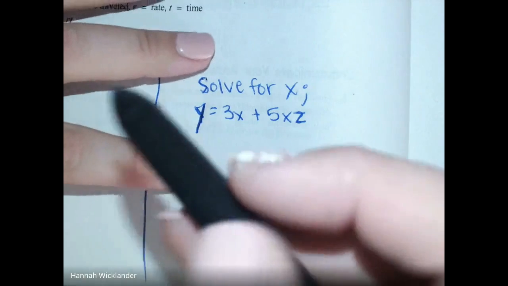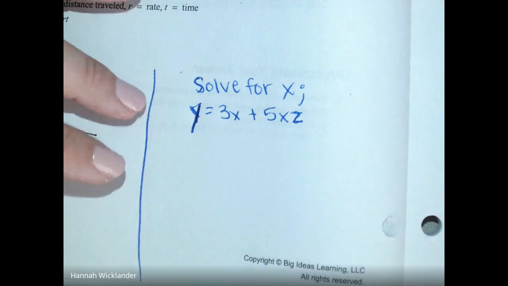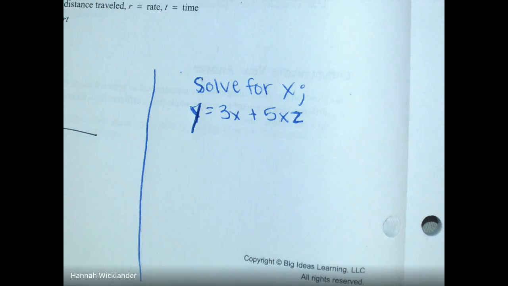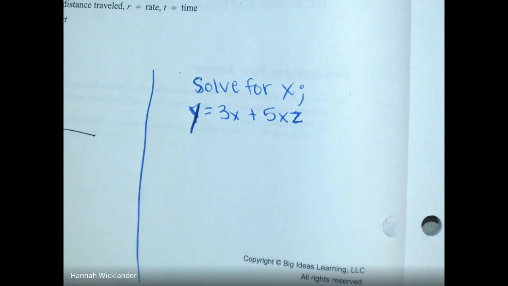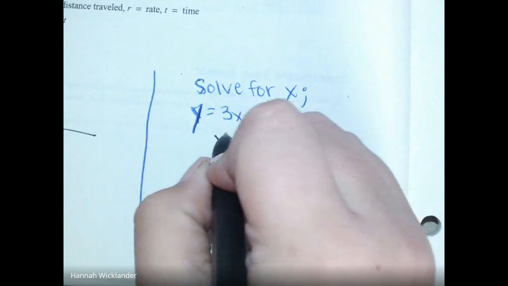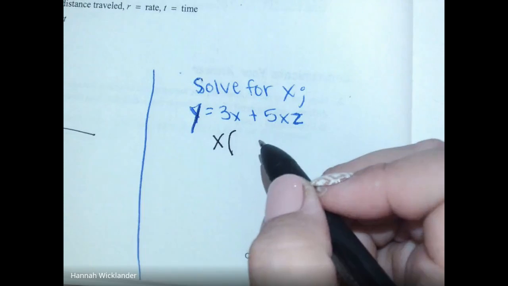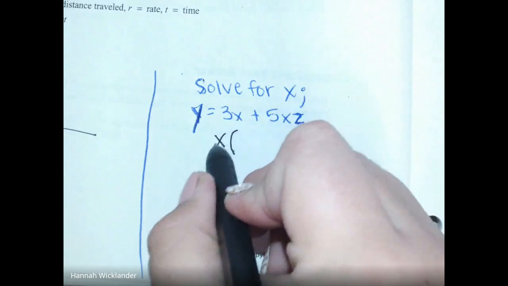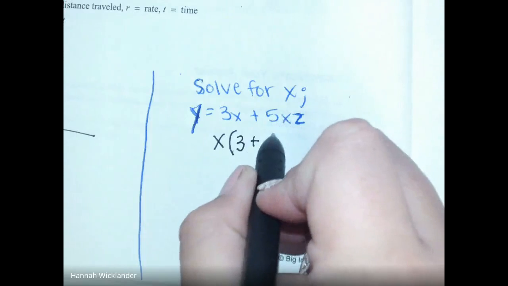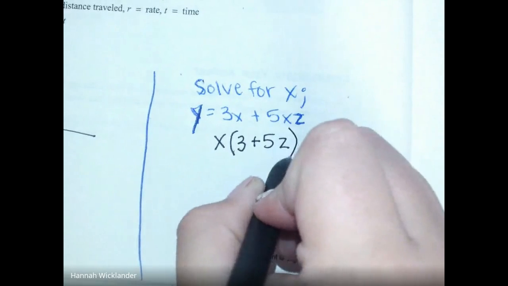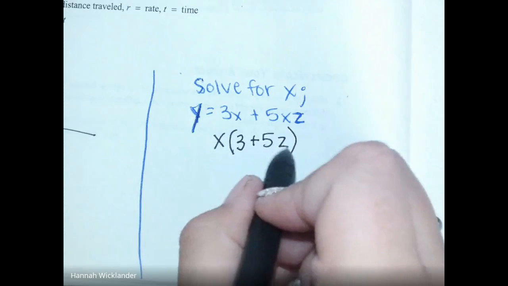So what do my 3x and my 5xz have in common? What is a factor in both of them? X. So we have a 3 and an x and a 5 and an x and a z. So I'm going to pull out the x by using the distributive property to make it easier to manipulate. So the x is going to be gone from this, so it'll just be 3 plus, take the x out of this one, so 5z. So now I unsimplified it and made it x times 3 plus 5z.